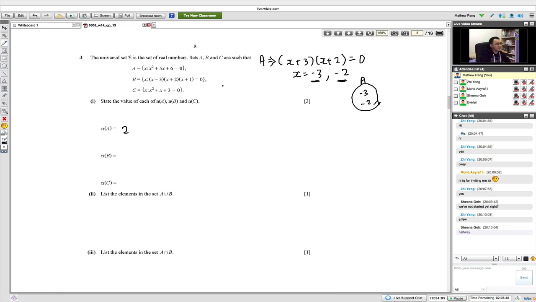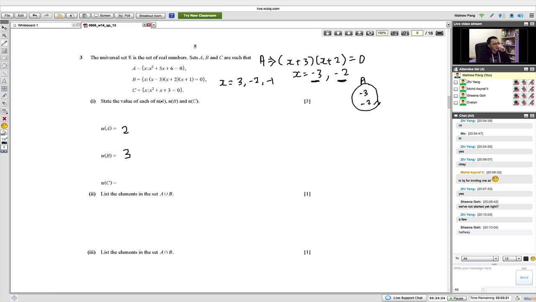Then for n(B), they already solved it for you. x minus 3, x plus 2, x plus 1 equals to 0. So I know the x values are 3, negative 2, and negative 1. So n(B), this is B, right? So will be 3.